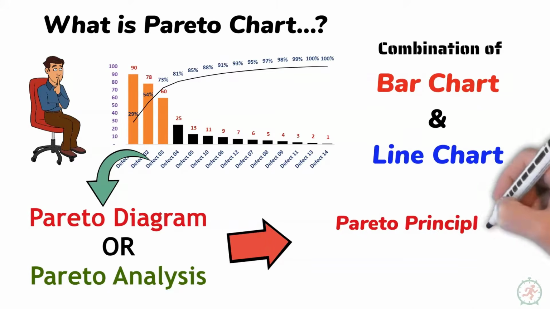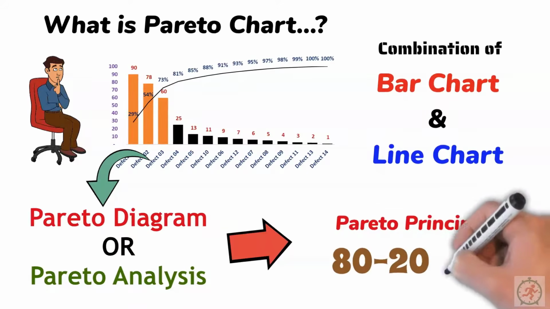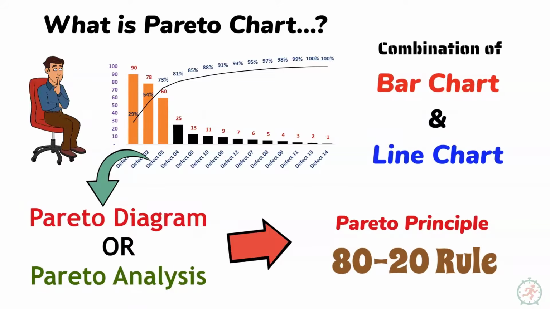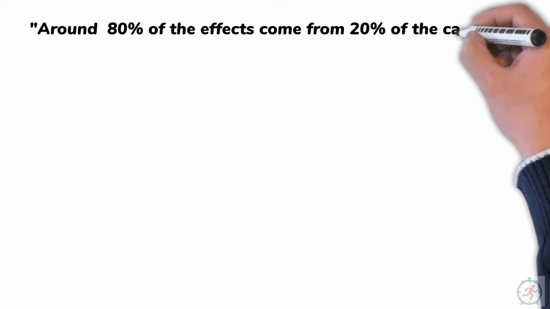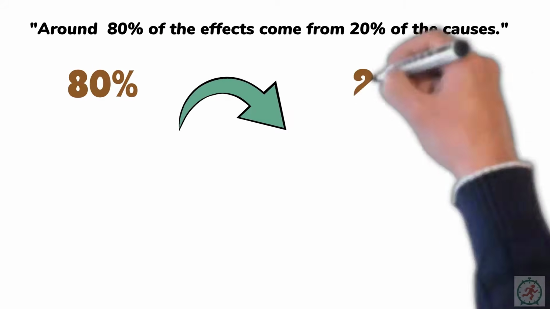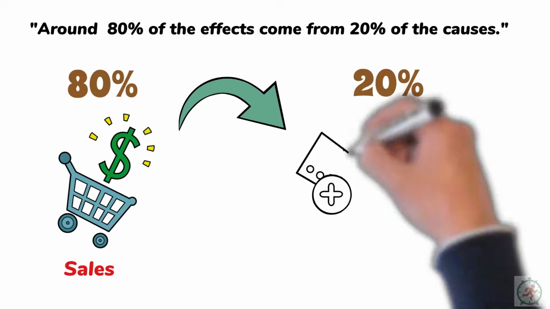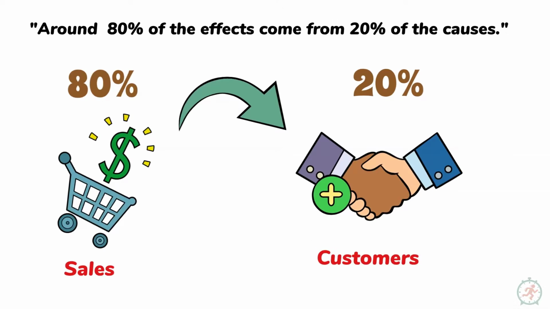It is based on Pareto principle, which is also known as the 80-20 rule. It states that, in most cases, around 80% of the effects come from 20% of the causes. For example, 80% of the sales come from 20% of clients.